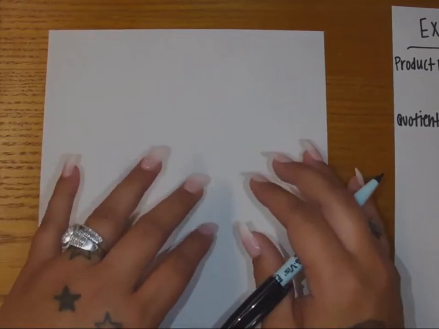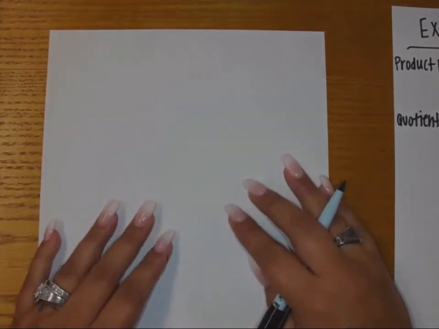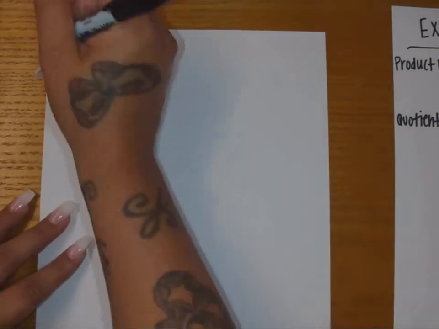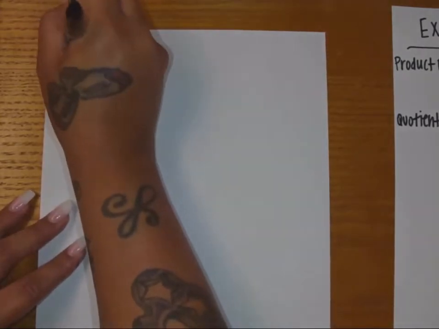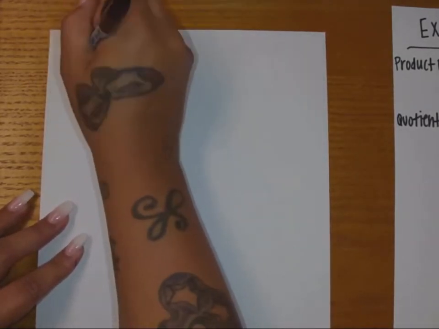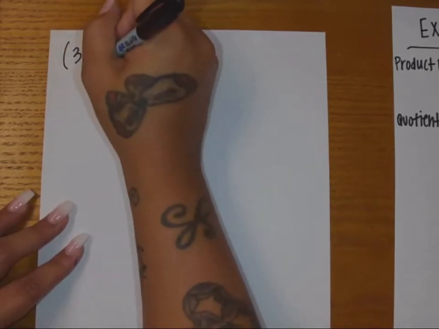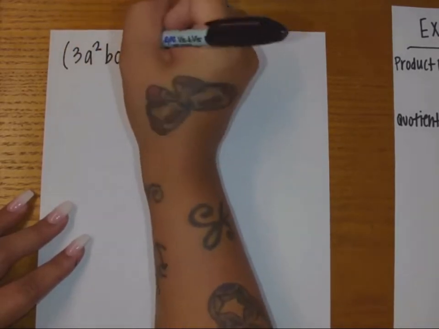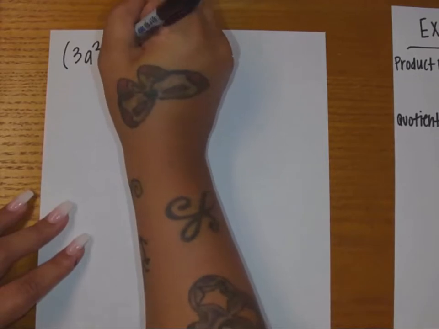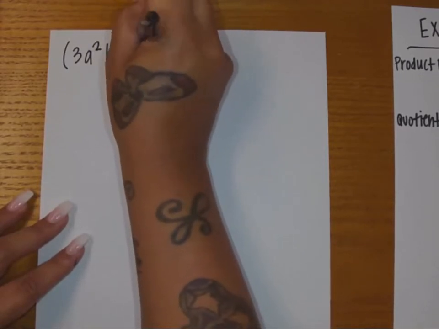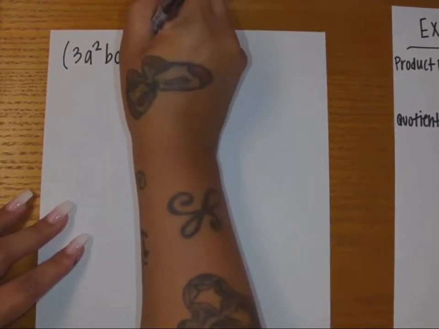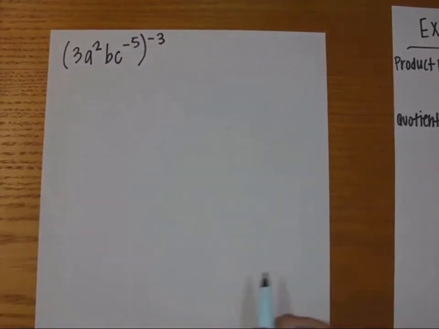Remember, like I said, a correct answer will not include a negative exponent, okay? So what we have here in parentheses is 3a squared b times c to the negative 5, close your parentheses, raise it to the negative 3 power.